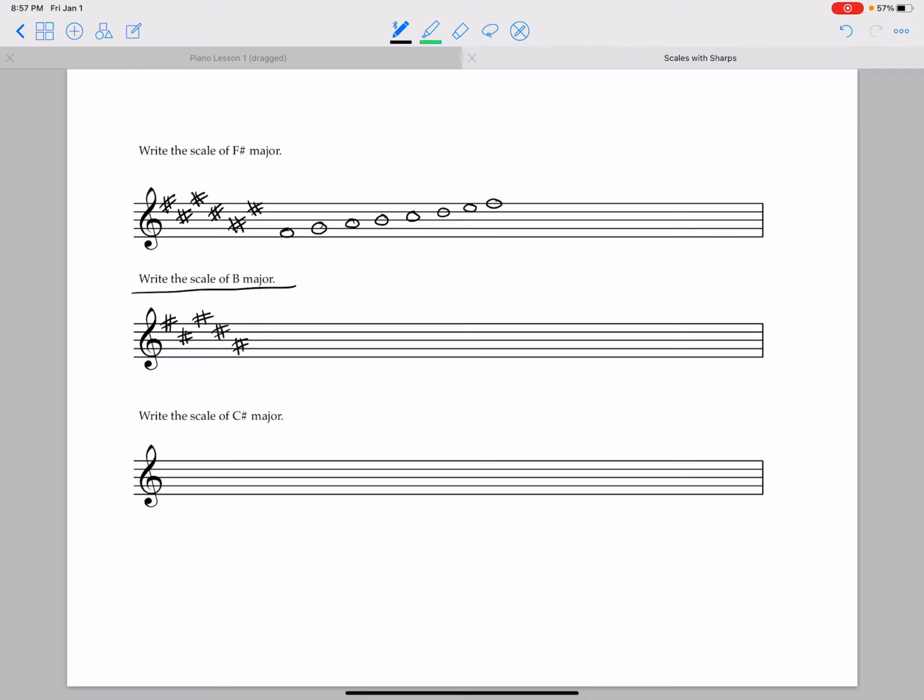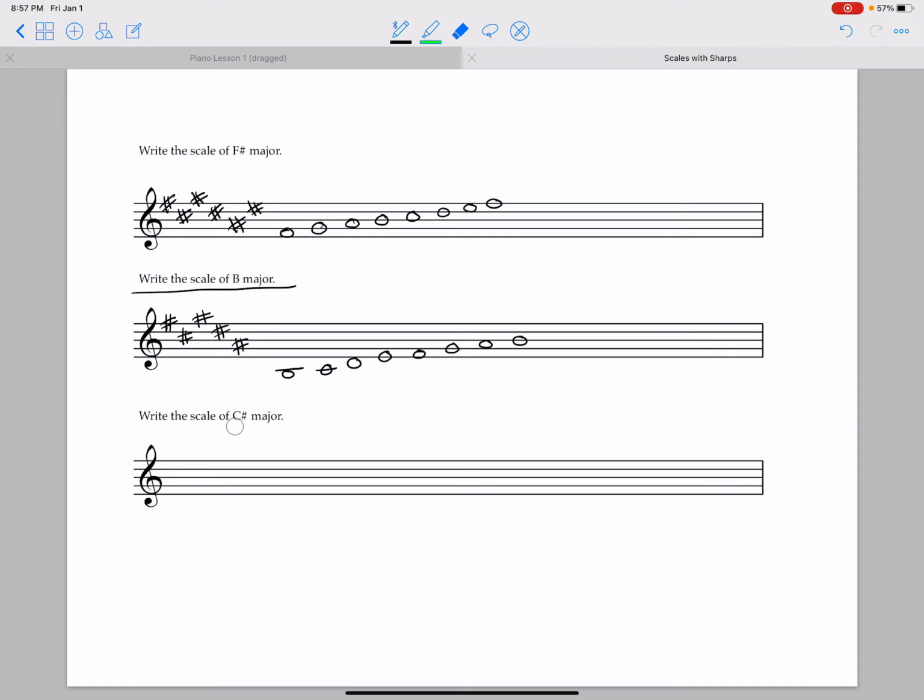Now we want to start on B. We can start on any B. It could be high or low. I'm going to choose the low B for right now, which means I'm starting below the first ledger line right here. So we have B, C sharp, D sharp, E, F sharp, G sharp, A sharp, and B.